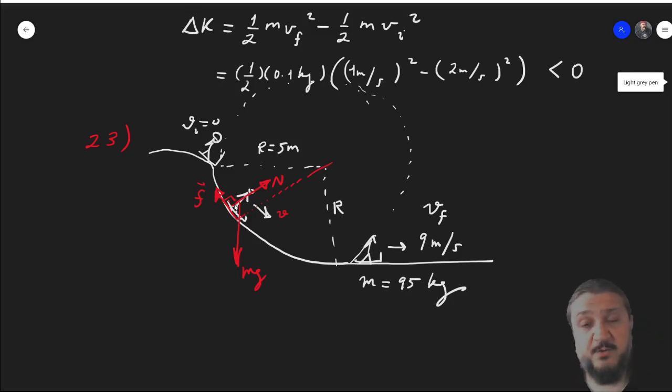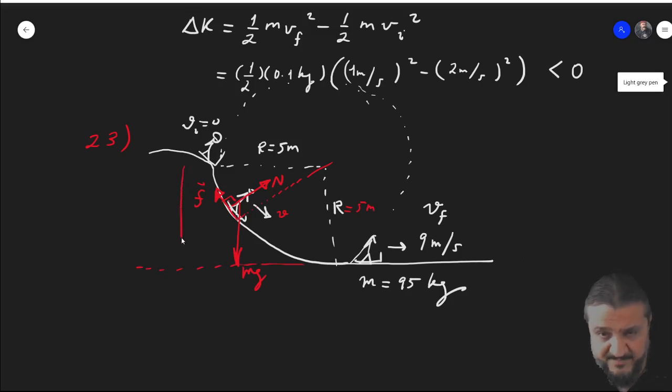What else is doing work? mg. Okay, mg, does mg change? No, mass is conserved, g is the same within 5 meters. See, r is 5 meters, therefore this distance is also 5 meters here.